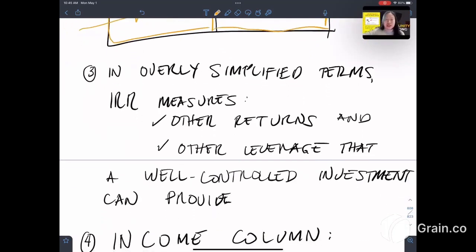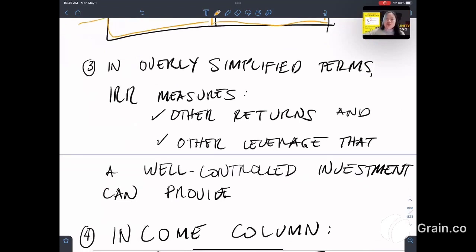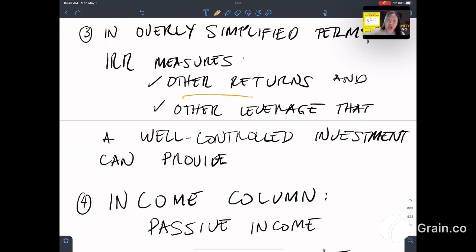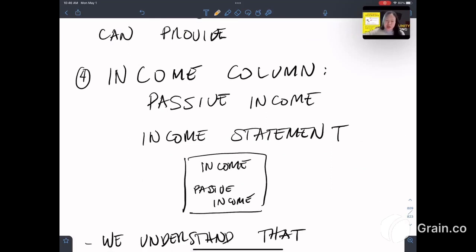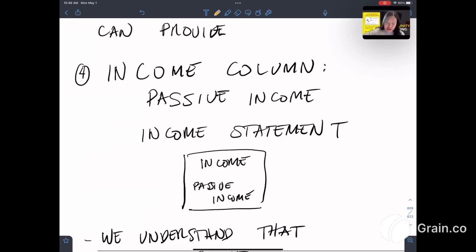The third lesson I learned is, in overly simplified terms, IRR, or internal rate of return, measures other returns and other leverage that a well-controlled investment can provide. So it talks about other returns and other leverage. Now, fourth, this is now going deeply into the internal rate of return, income statement, and balance sheet.